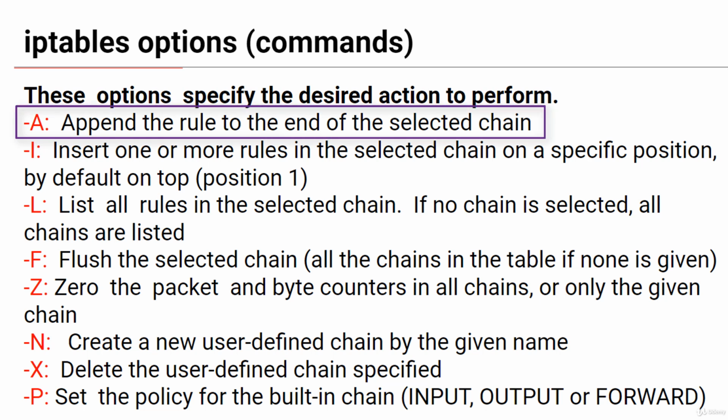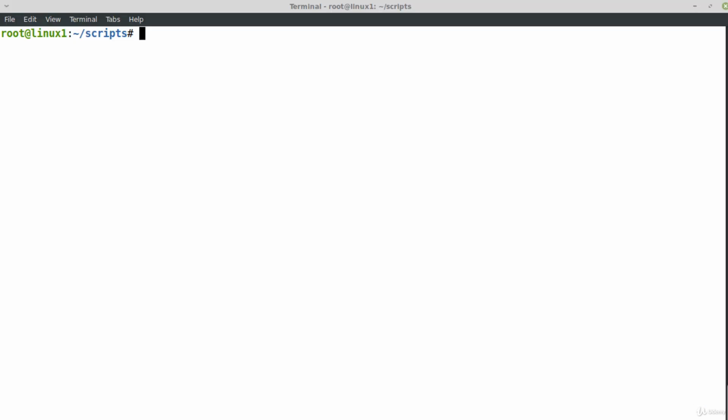-A means append the rule to the end of the selected chain. Let's look at an example. I'll append a rule to the output chain that drops incoming traffic to port 25, so SMTP traffic. iptables. It's not necessary to specify the table, it's by default the filter table. So I don't write -t filter. I could write it if I want.